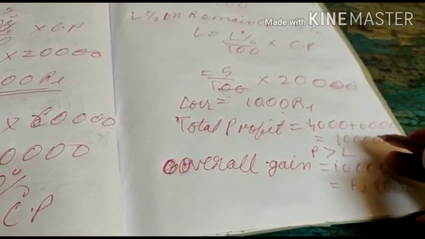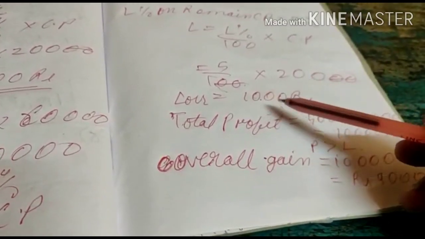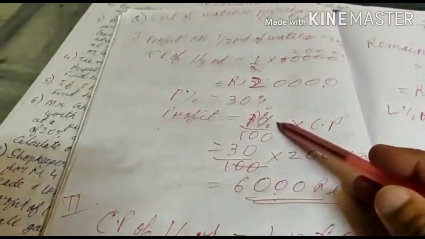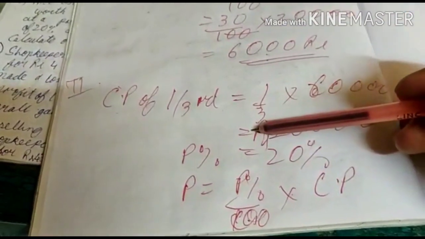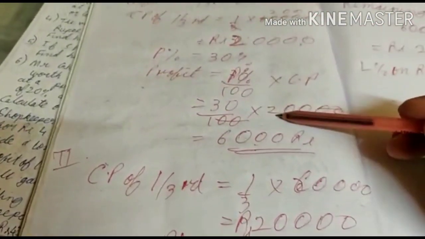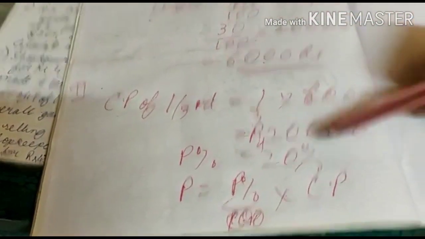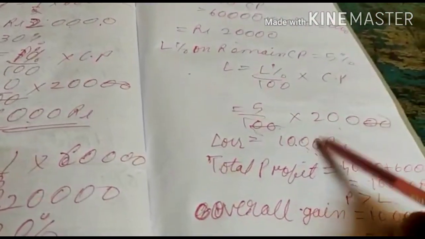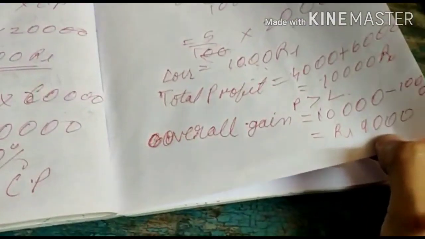Like he has earned rupees 10,000 on the amount of 20,000 here and 20,000 here. 20,000 in the first part, 20,000 in the second part. So in this 20,000 he is earning rupees 6,000, in this 20,000 he is earning rupees 4,000, and on the remaining 20,000 he is losing rupees 1,000. So he has earned rupees 10,000 and he has lost rupees 1,000. So overall he is earning rupees 9,000.